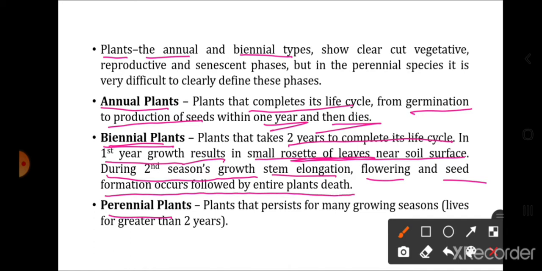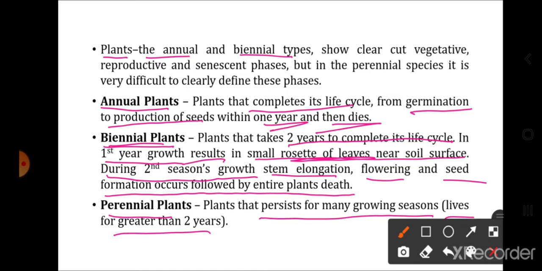So it is during the second year or second season of growth that stem elongation, flowering and seed production take place. And after that, the entire plant dies. Whereas perennial plants are those plants that persist for many growing seasons. They are the plants which live for more than 2 years.